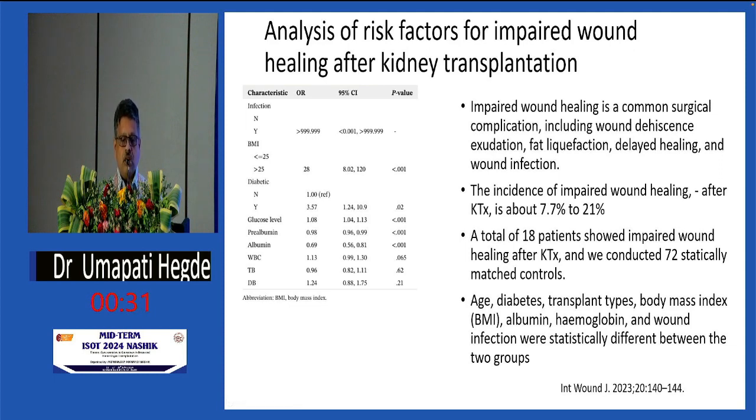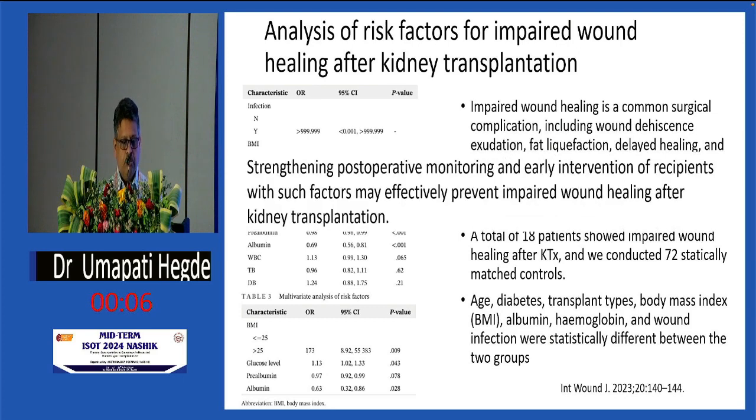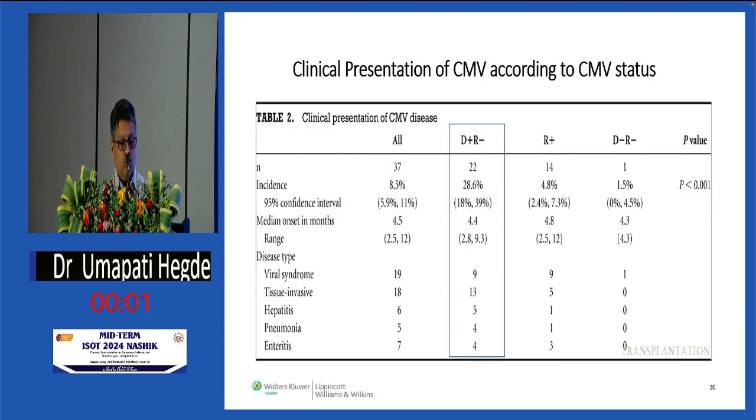Wound healing is an important problem, and you see it more commonly in aged, diabetic, and pre-transplant body mass index. And if hemoglobin is lower and albumin lower, this is the univariate study. And if you see the multivariate analysis also, if the BMI is higher and diabetes and nutrition is poor, wound dehiscence is an important factor, and it may create a lot of problems. So strengthening, post-operative monitoring, and early diagnosis to treat.